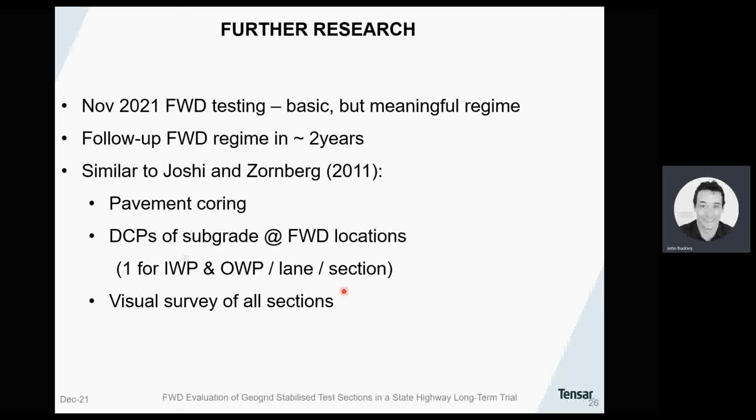So it's suggested to do a follow-up FWD regime in around 2 years, and alongside that, and similar to the research that was done by Joshi and Zornberg in 2011, it's suggested to do pavement coring to confirm pavement makeup, DCPs of the subgrade at certain FWD locations, for example, one in each wheel path for each lane for each section, and then a visual survey of all sections is also suggested.